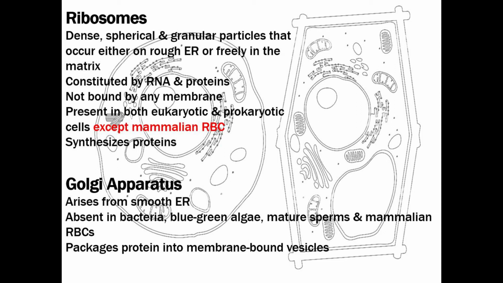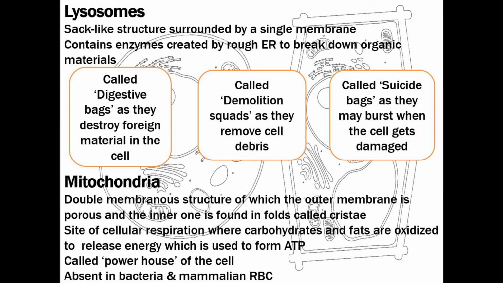Like ribosomes, they stay on rough ER, you can say. The Golgi apparatus arises from smooth ER. These are absent in bacteria, blue-green algae, and mammalian RBCs as well. Okay. Now, let us move on to the next important organelle, that is lysosome.